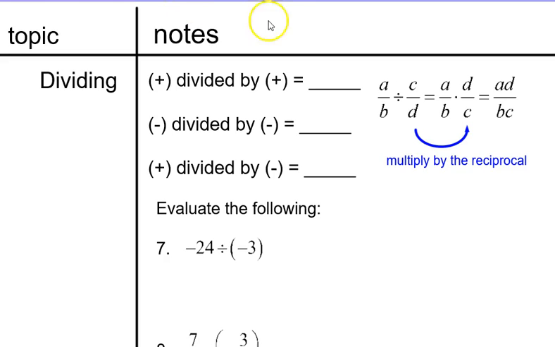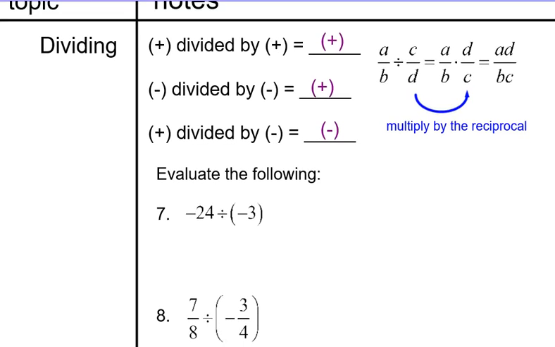Our next section is dividing. A positive divided by a positive is a positive. A negative divided by a negative is a positive. And a positive divided by a negative is a negative. So same as with multiplying: same sign, positive; different sign, negative.